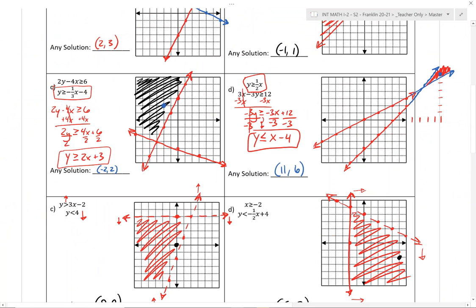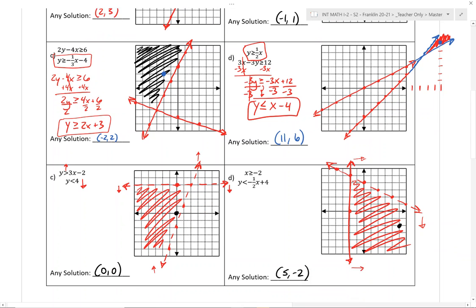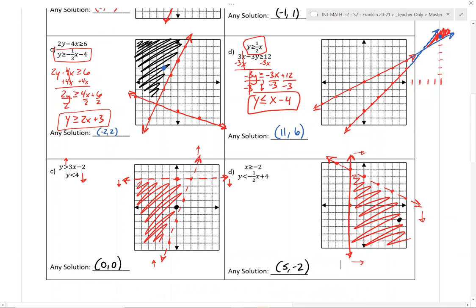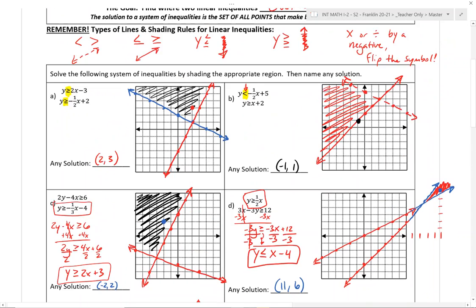So there you have it. Graph both lines on the same coordinate plane. Make sure you use the correct type of line, like dotted or solid, and then look at where the shaded areas will overlap, and that is where your solution point should lie. And just keep in mind, all of these shaded points are solutions to the set of inequalities, but for the classwork and for these notes, we just picked any solution in that set to write down.